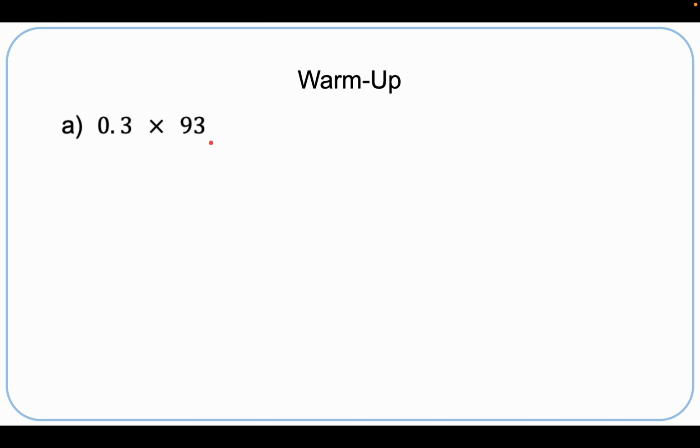Okay, this first one, we have 3/10 times 93. I'm going to rewrite this as 93 times 0.3 and multiply that. 3 times 3 is 9, 3 times 9 is 27, and then our decimal point will have one digit behind the decimal point, so 27.9.